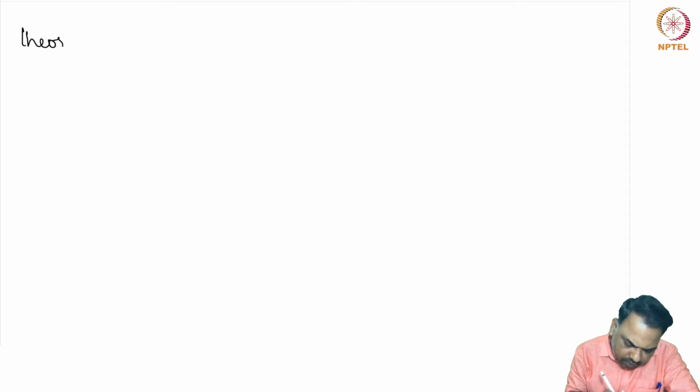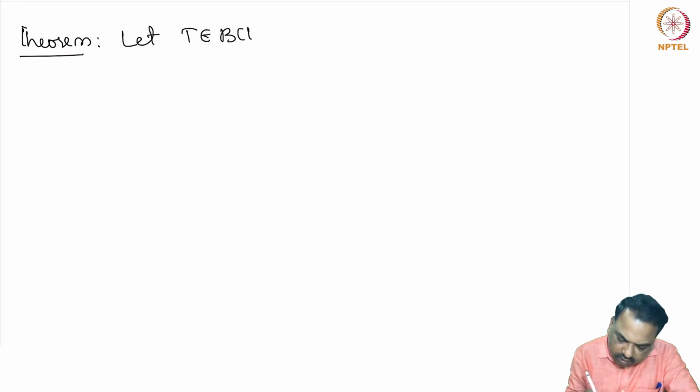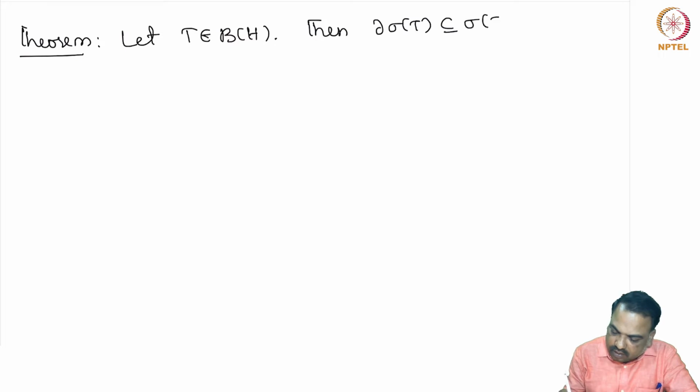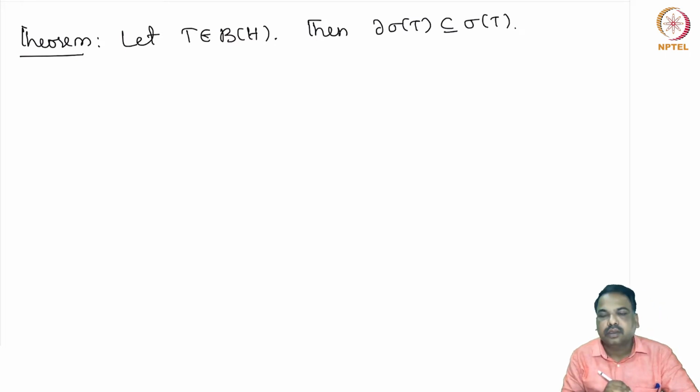Theorem. Let T be a bounded operator defined on H. Then the boundary of the spectrum of T is contained in the approximate point spectrum of T.